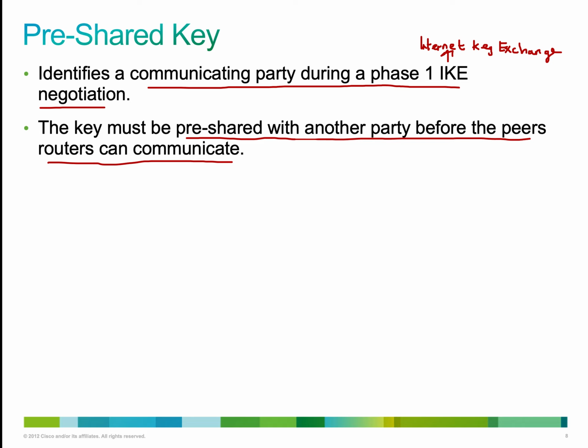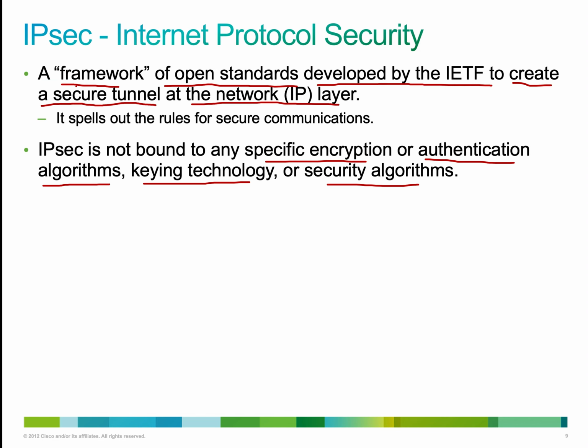Now, this key must be pre-shared with the other party before the peer routers can communicate. If you don't, then there will be no security, and all we're talking about will be in vain. So this key has to be pre-shared between the parties, host A and host B, before the routers can communicate. Or else the router will not feel there is security in place in order to transfer packets from one place to another.